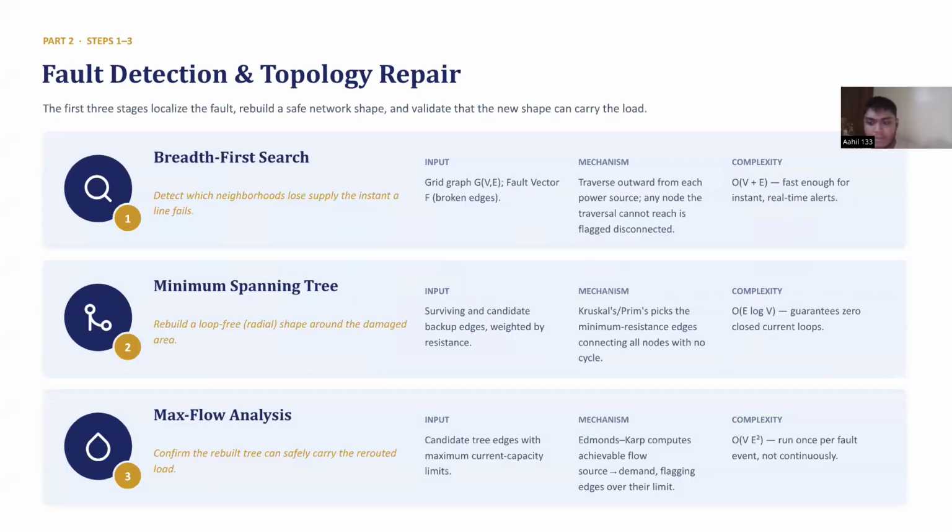In this slide, as we can see, I have talked about fault detection and topology with their steps one to three, as described here. The first three stages are about localizing the fault, rebuilding a safe network shape, and confirming that the shape can actually carry the load. The first step is breadth first search.